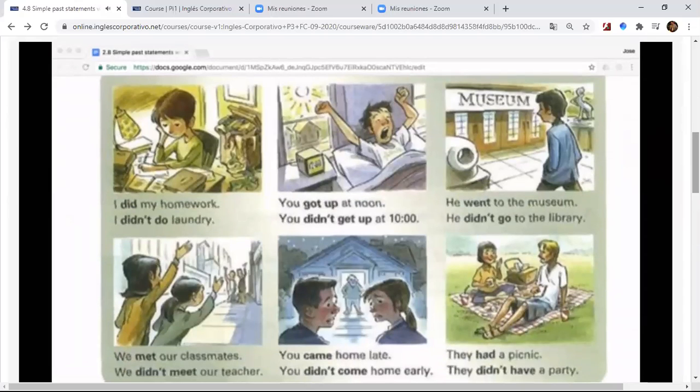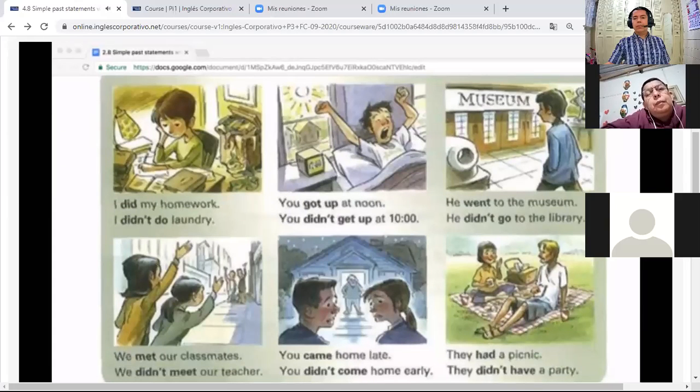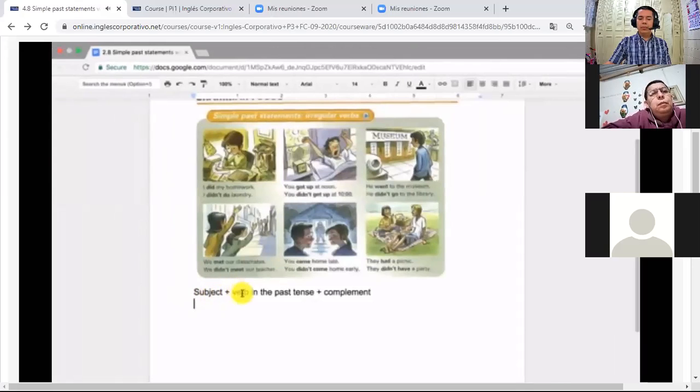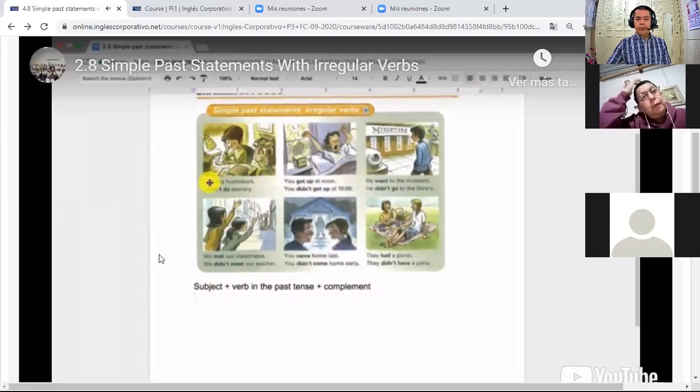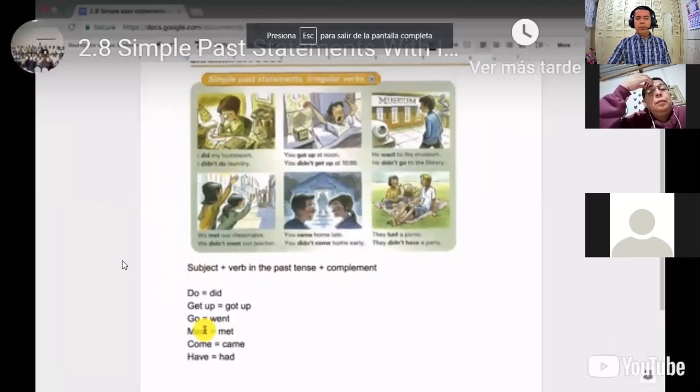To form positive statements in the past using irregular verbs, we will follow the same formula as with forming positive statements with regular verbs. Subject plus verb in the past tense plus complement. On this chart, you can see a few examples. If you notice, the positive statements have the verbs in the past tense, and the negative statements have the verbs in the present tense.